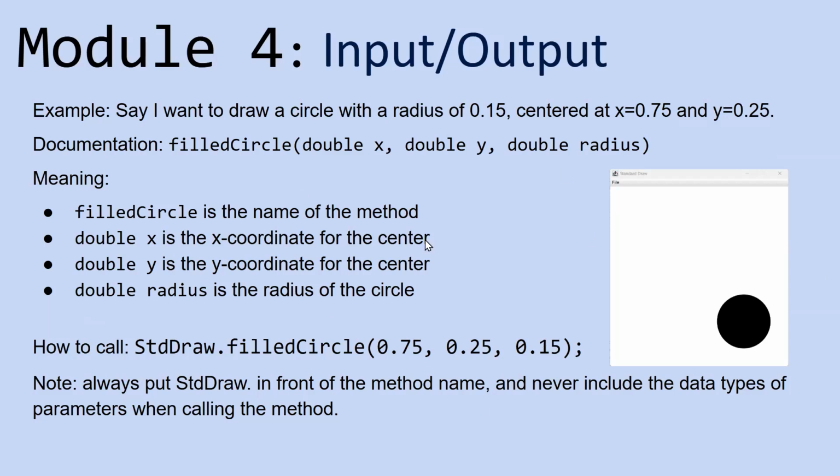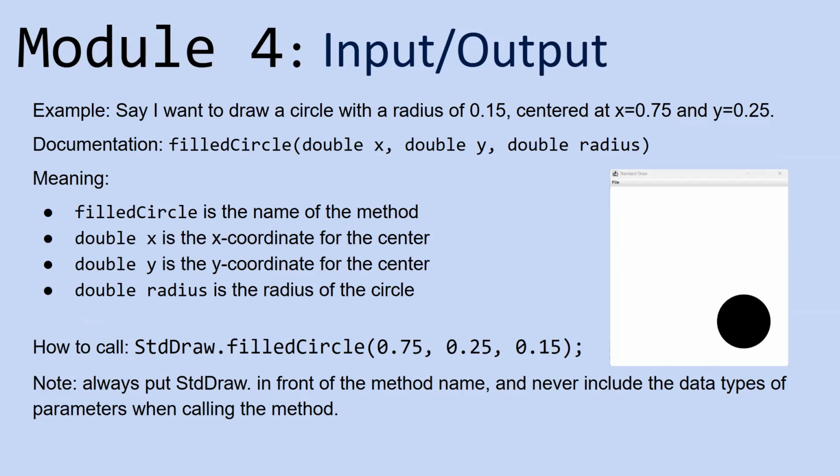And like I mentioned earlier, the bottom of the screen is where y equals 0, and the center is 0.25, so that's why it's closer to the bottom. And then 0 is the left of the screen for x, and so that's why the circle is closer to the right side. Cool. And then note, always put StdDraw dot in front of the method name, like I just said, because it's in the StdDraw API. So you have to put StdDraw dot in front before you put the name of the method.